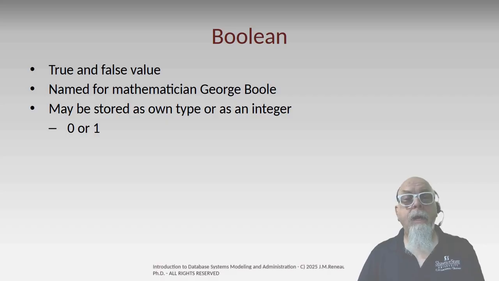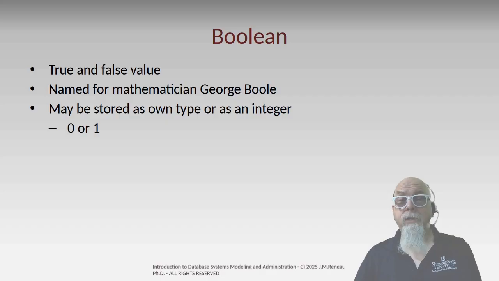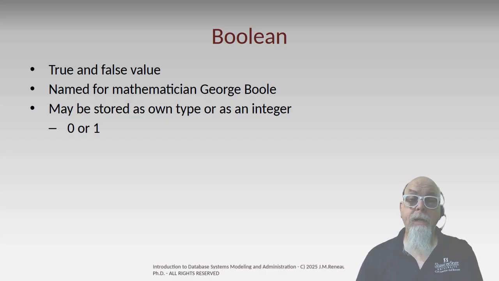Boolean values. There was a mathematician many years ago named George Boole who studied the algebras of true and false. Kind of interesting, actually. You would think that algebra with only two values would be simple, but it's pretty complex stuff. And so a Boolean value is a true or false value. It may be stored as its own type, or we may store it as an integer, either 1 or 0 or negative 1 for true and false.